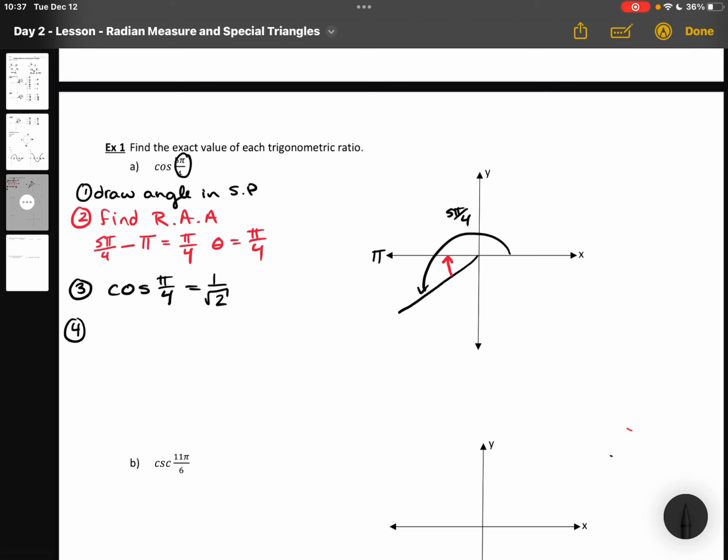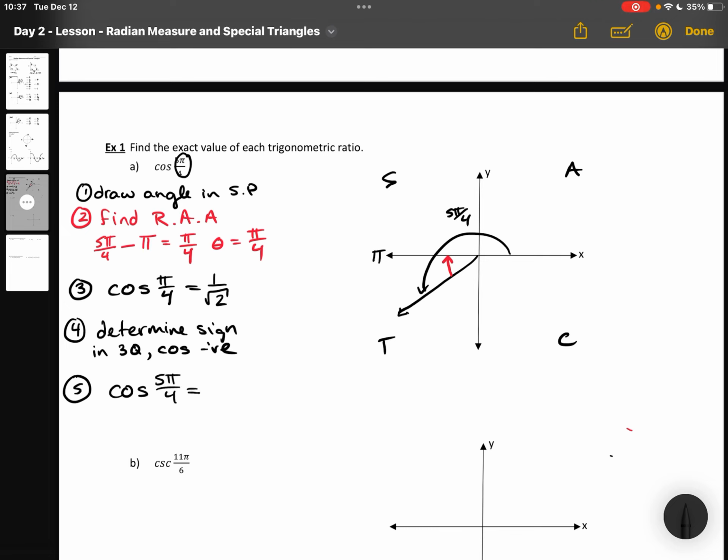The fourth step is to determine the sign. So this is where the CAST rule comes in. So I start here and I go C, A, S, T, and that tells you which trig ratio is positive in which quadrant. So the angle that I originally drew is in the third quadrant, and cosine is negative in there. So then I can state my answer by saying the cosine of 5 pi over 4 is equal to negative 1 over root 2, because it is equivalent to the cosine of the related acute angle, but because that angle 5 pi over 4 is in the third quadrant, it is negative, and that's my exact value.